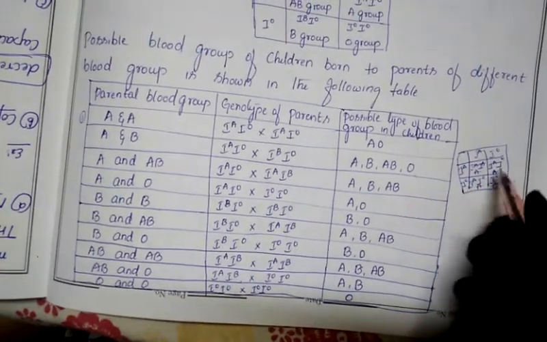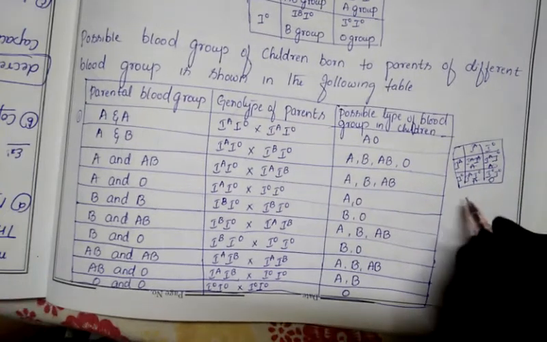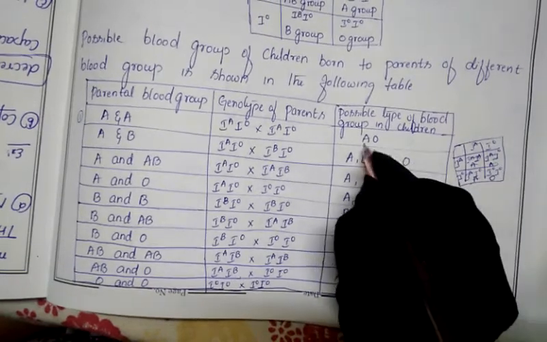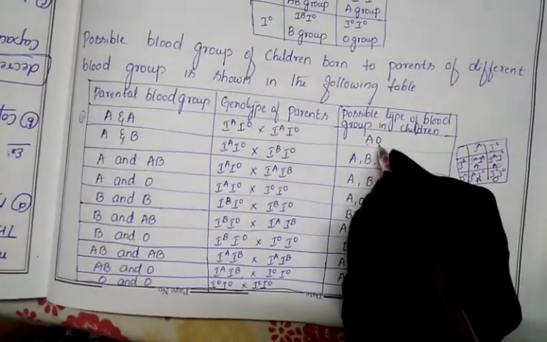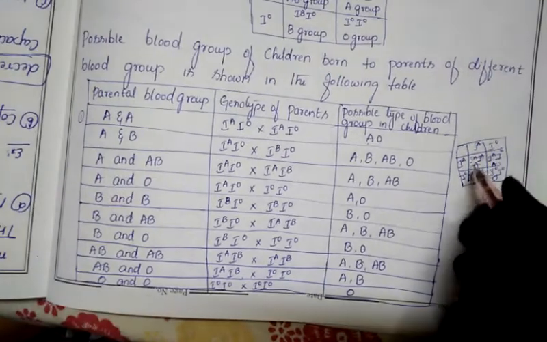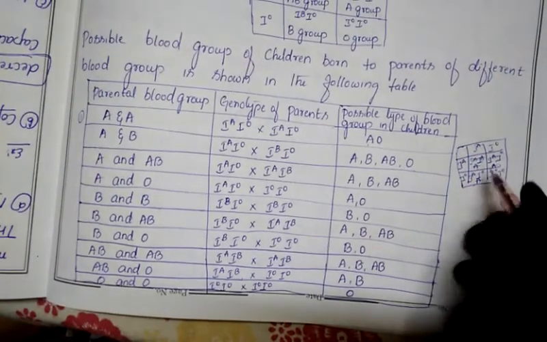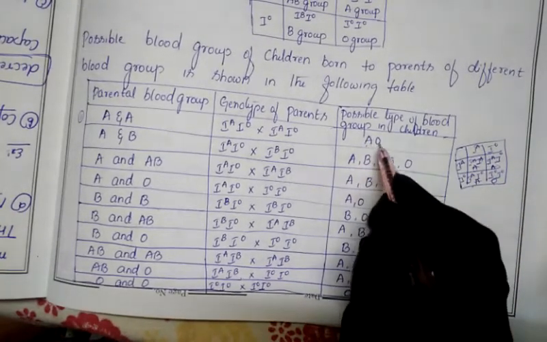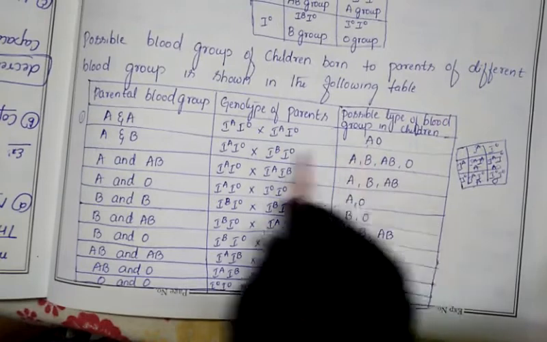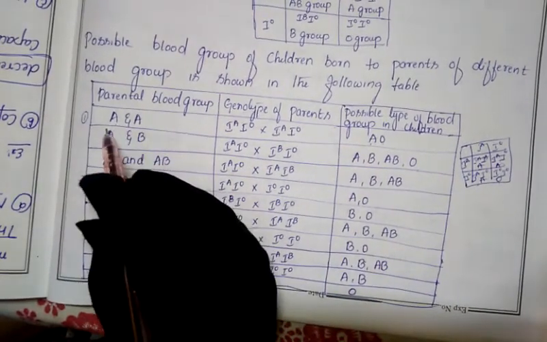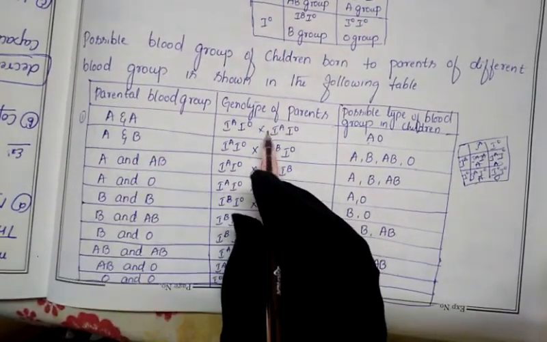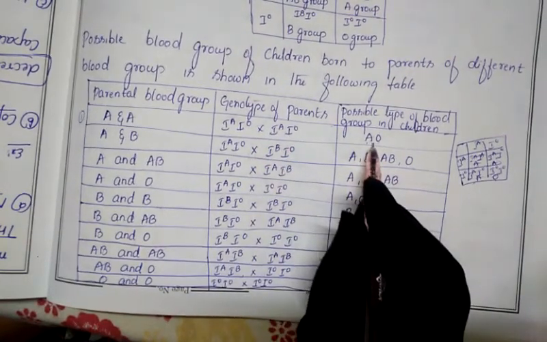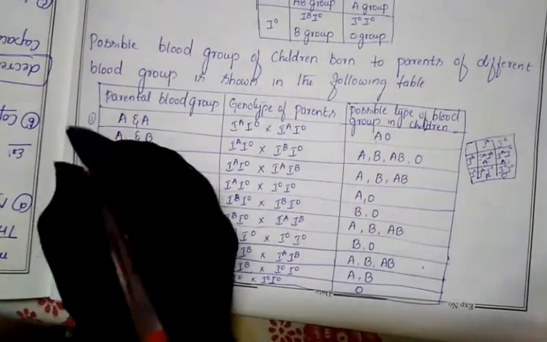So the children born to them may have the A blood group. See, in 3 children the A blood group is present, and in 1 child the O blood group. So the children may get either A blood group or O blood group. These 2 blood groups will be present in the offspring when the parents have A and A blood groups with a heterozygous genotype. Next, the second case.